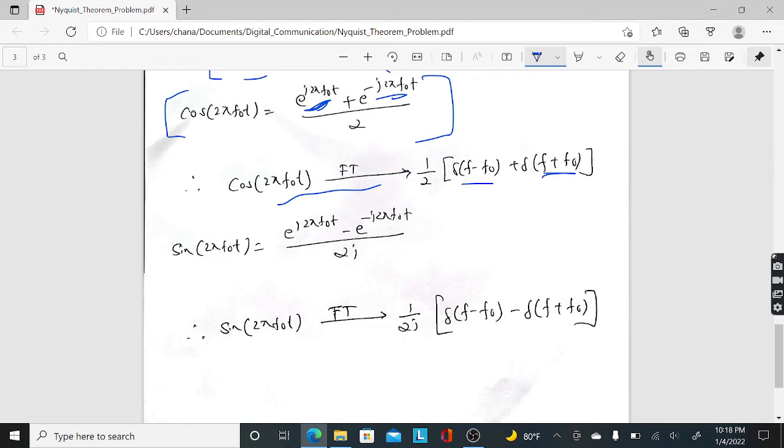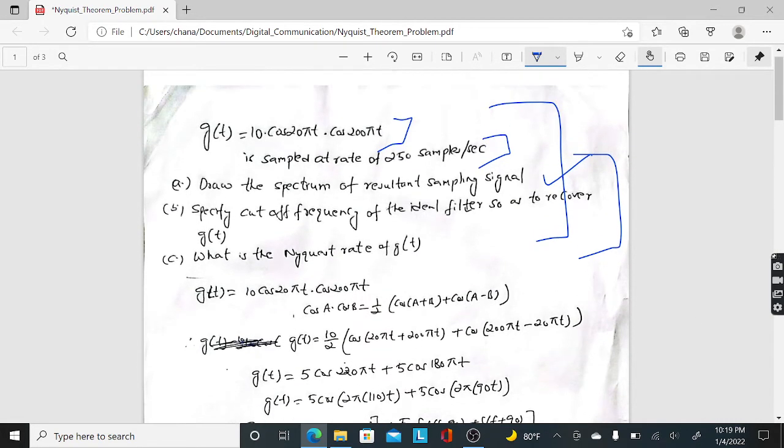Similarly, the Fourier transform of sin 2 pi f naught t would be 1 by 2j times del of f minus f naught minus del of f plus f naught, since sin 2 pi f naught t is e power j 2 pi f naught t minus e power minus j 2 pi f naught t, divided by 2j. So we will use these two formulas in our problem solving. So let's go back to our problem.